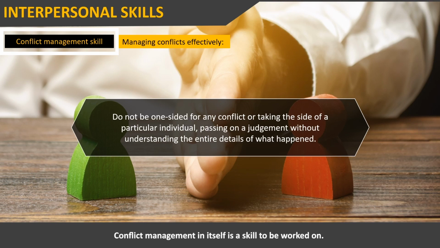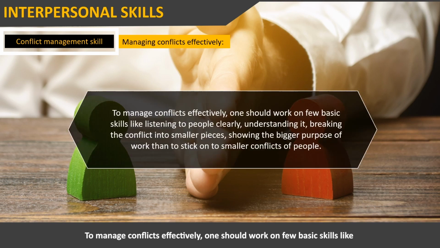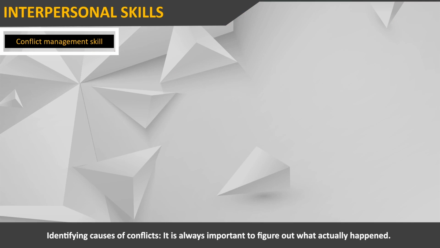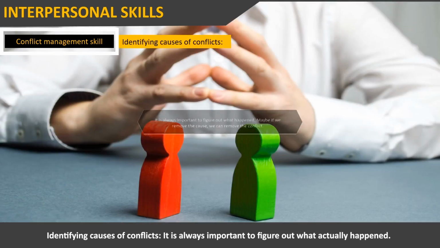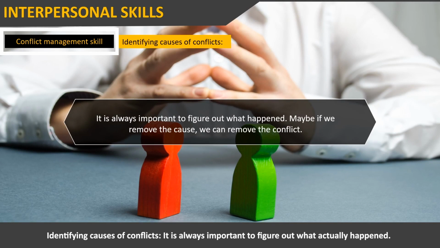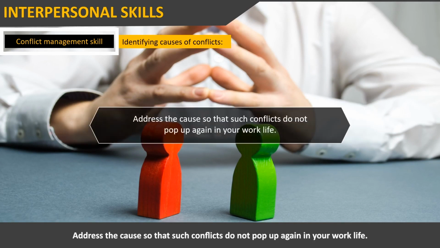Conflict management in itself is a skill that needs to be worked on. To manage conflicts effectively, one should work on a few basic skills like listening to people clearly, understanding it, breaking the conflict into smaller pieces, and showing the bigger purpose of the work, rather than sticking on a smaller conflict where people get stuck. The second skill is identifying the cause of a conflict, right? It's always important to figure out what actually is the start of it. Maybe if you remove the cause, the conflict itself could be removed. Maybe if you address the cause, such conflicts would not pop up again in your work life.